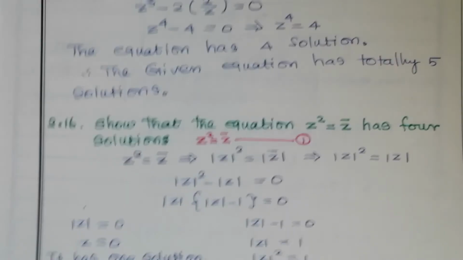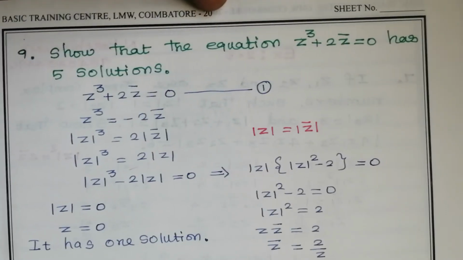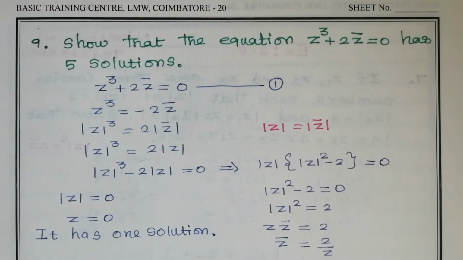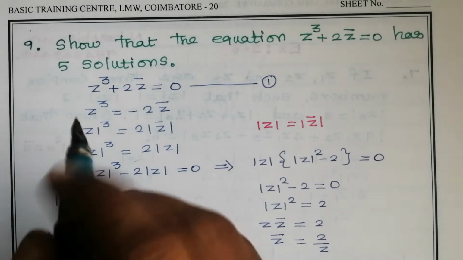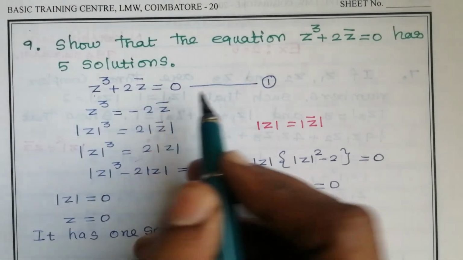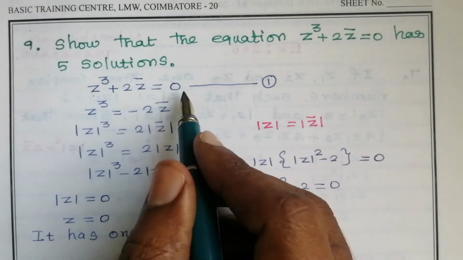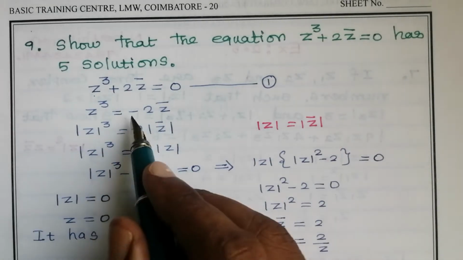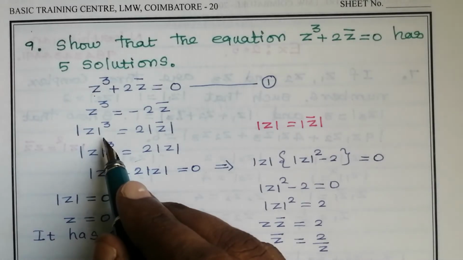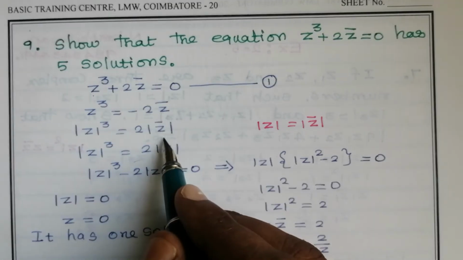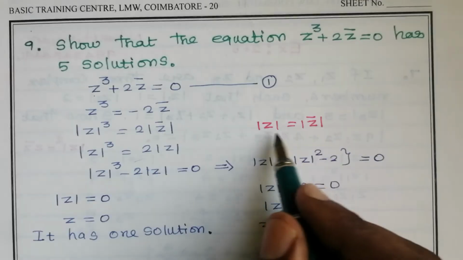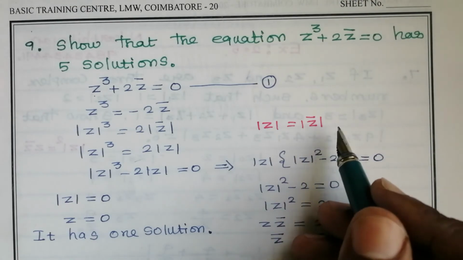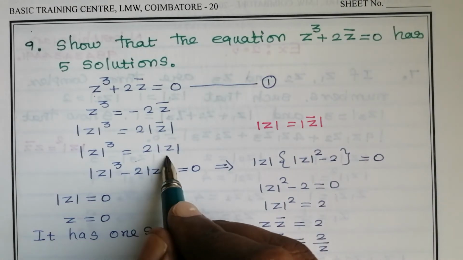Okay, the next question is: show that the equation Z cube plus 2 Z bar equals 0 has 5 solutions. The given equation is Z cube plus 2 Z bar equals 0. Then Z cube is equal to minus 2 into Z bar. After that, taking modulus, modulus of Z the whole cube is equal to 2 into modulus of Z bar. We know that modulus of Z equals modulus of Z bar.